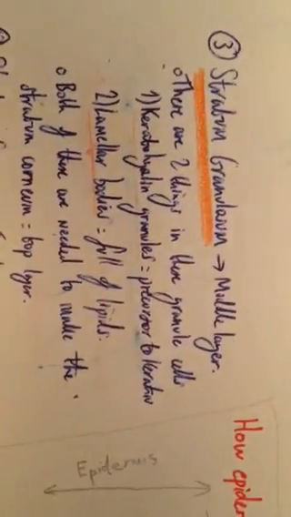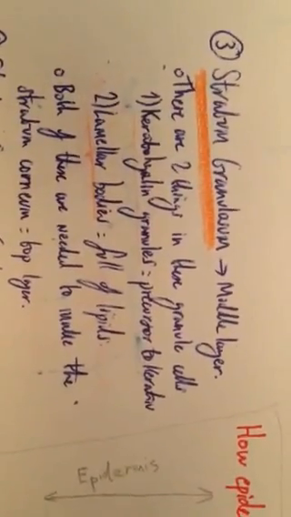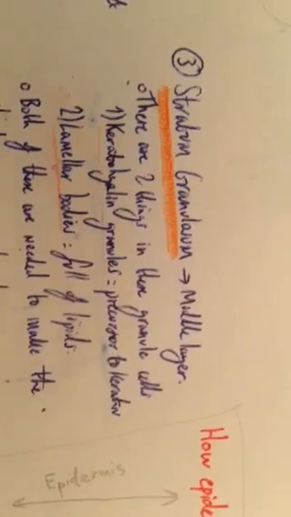The stratum granulosum is the next layer. There are two things in these granular cells. Number 1 is the keratohyalin granules, which are precursors to keratin. The second thing is lamellar bodies, which are full of lipids. Both of these are needed to make the stratum corneum, which is the top layer now.